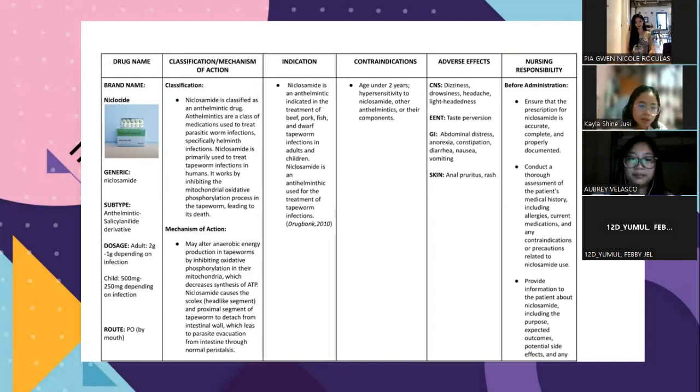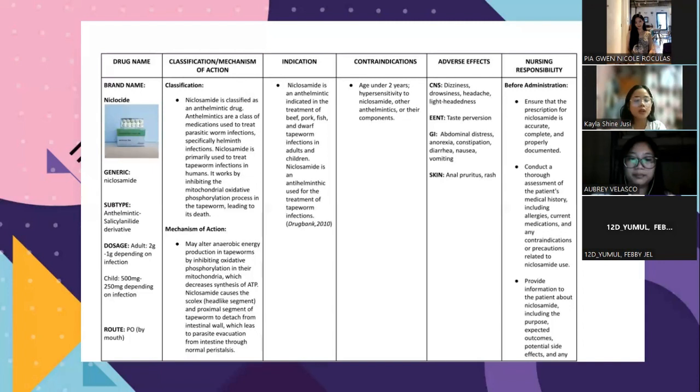For the typical dosage range for adults is 2 grams to 1 gram, depending on the type and the severity of the infection. For children it is 500 mg to 250 mg, so again, depending on the type and the severity of the infection.